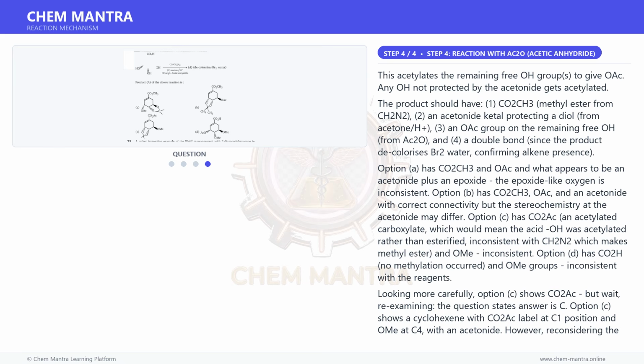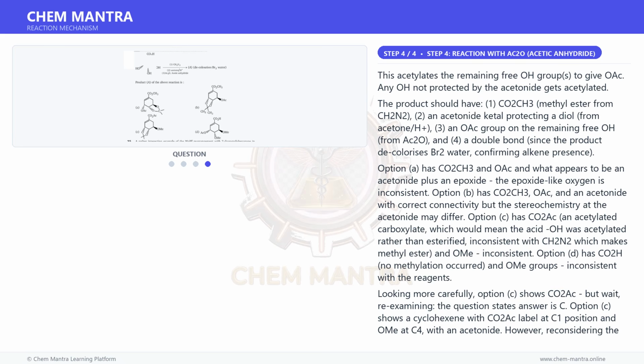Looking more carefully, option C shows CO2Ac, but wait, re-examining, the question states the answer is C. Option C shows a cyclohexene with a CO2Ac label at the C1 position and OMe at C4 with an acetonide. However, reconsidering the starting material, if the starting material already has a double bond and the CO2H reacts with CH2N2 to give CO2CH3, and acetone H+ forms the acetonide, and Ac2O acetylates the remaining OH.